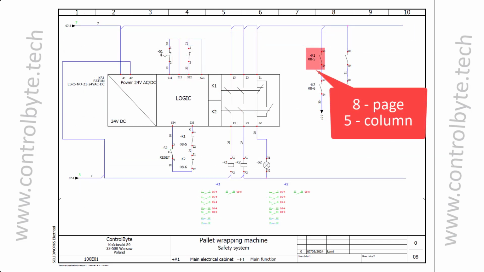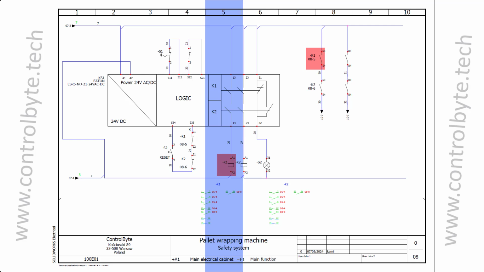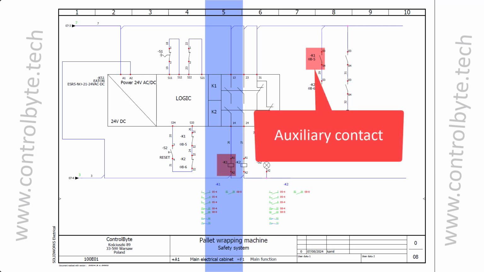Here's another example for you. The number below this contact shows page 8, the same page where the contact is located, and column 5 as illustrated in the schematic. The same tag K1 is used here as well. This means that these are the auxiliary contacts of the K1 contactor.